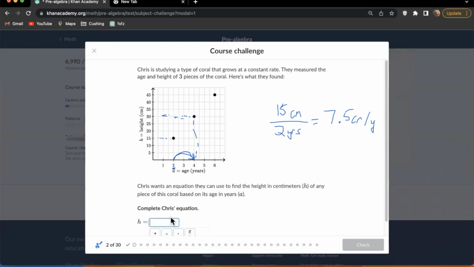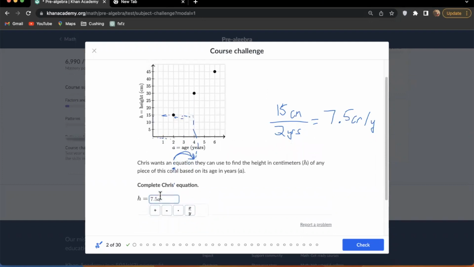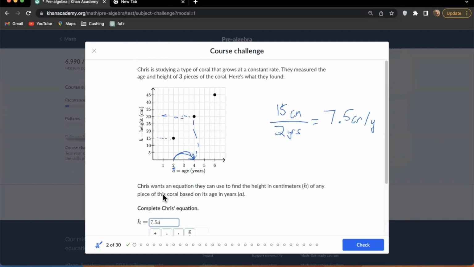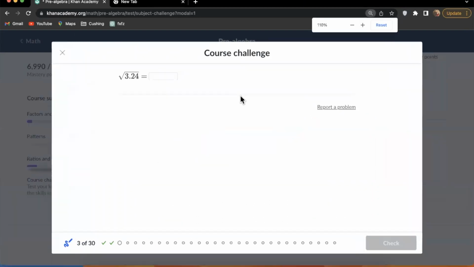And it wants an equation. So Chris wants an equation so they can use it to find the height of any piece of coral based on its age. It looks like if 2 years it's at 15, that means it started at 0. So I think the height is going to be 7.5 times the number of years. If we know the years, you can just multiply the years by 7.5, and these should all check out.